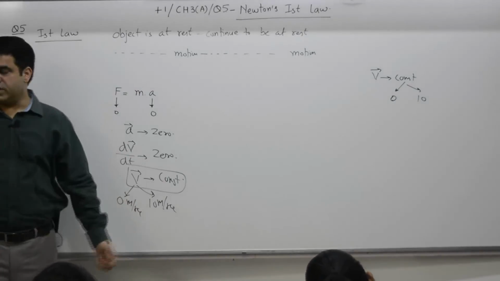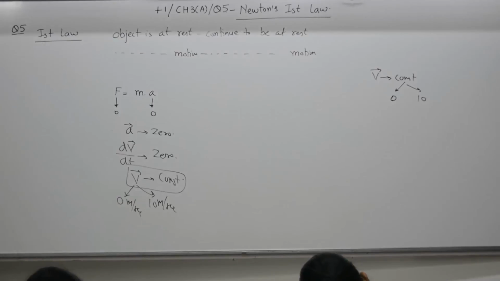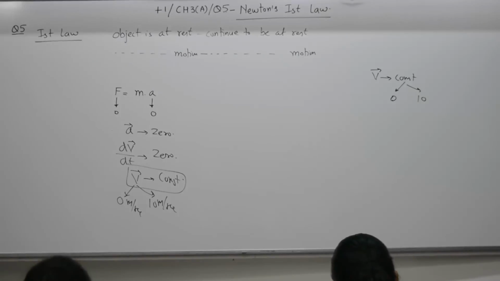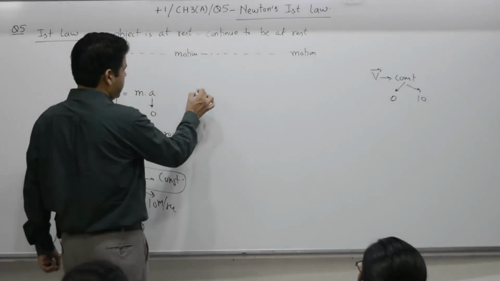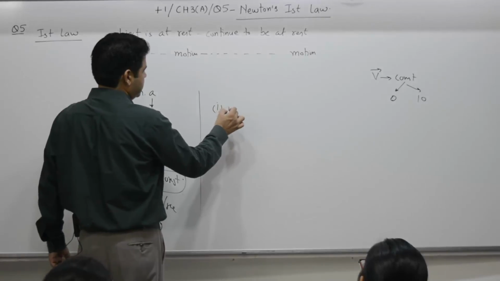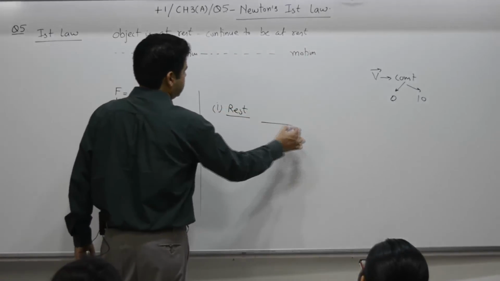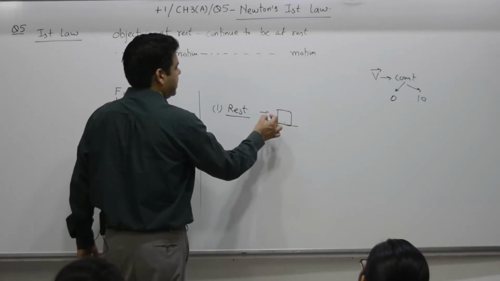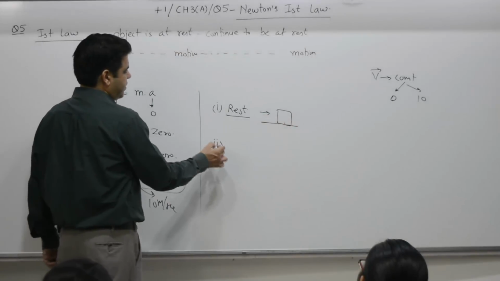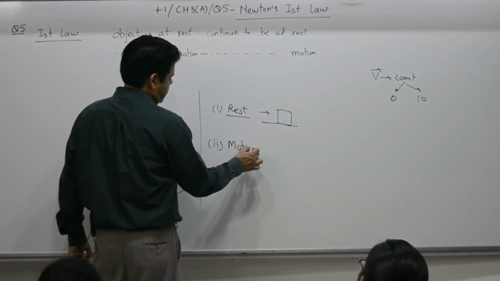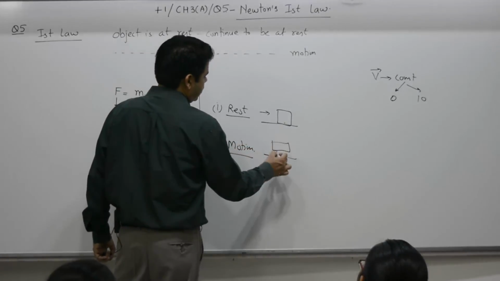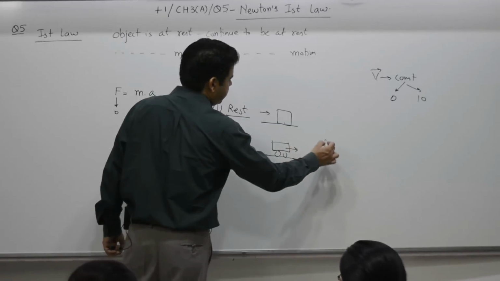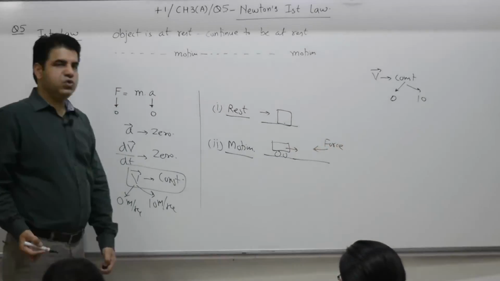Then the explanation: rest, motion and direction. First listen to the explanation. There are three parts for discussion. First is rest: an object at rest will continue to be at rest unless you apply a force. Second, motion: if an object is in motion, it will continue to be in motion unless you apply some external force to stop it.